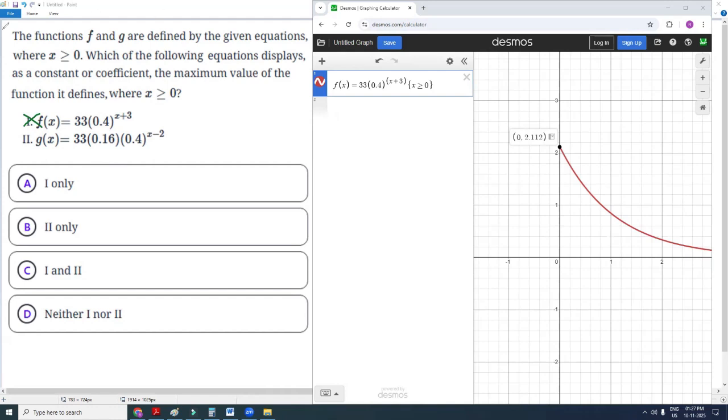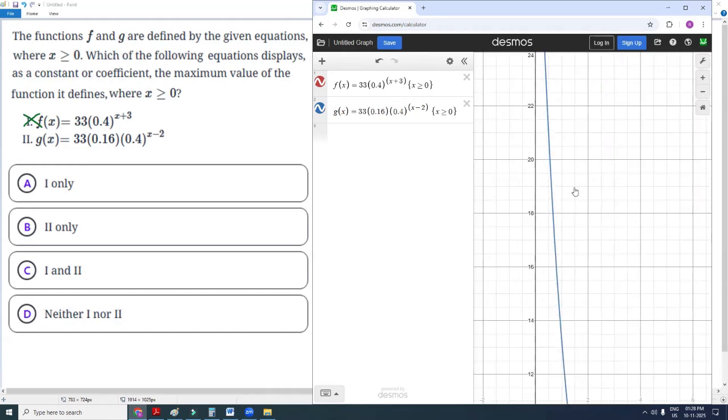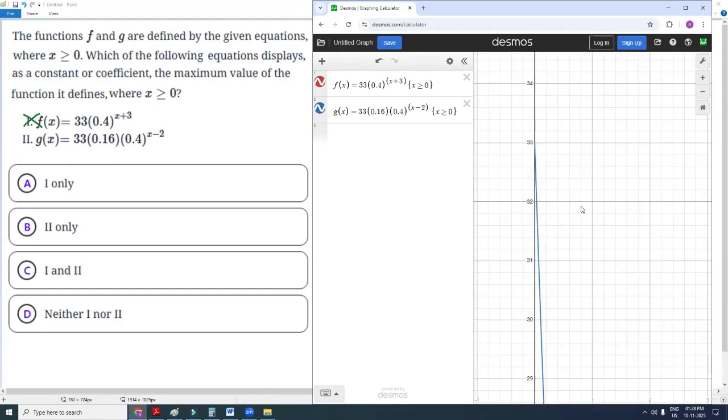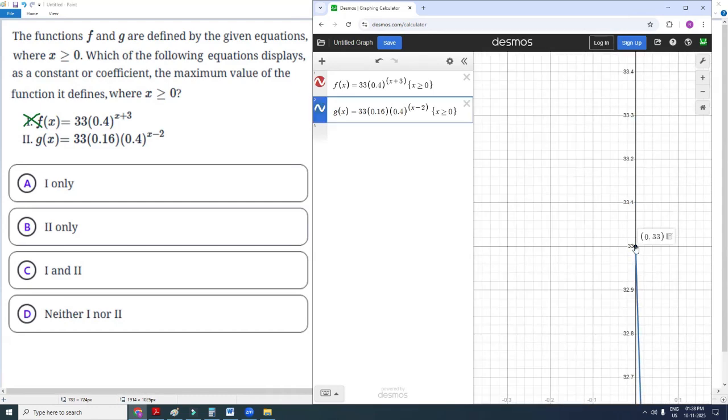Okay, now let me take the second function as input. That is g of x equals 33 times 0.16 times 0.4, raised to the power of x minus 2. And for this one also we have the same domain, that is x greater than or equal to 0. Now let's look at the graph here. It keeps going up. We need the maximum value for the function g of x. Here we have the maximum point of the function g of x, that is 0, 33.